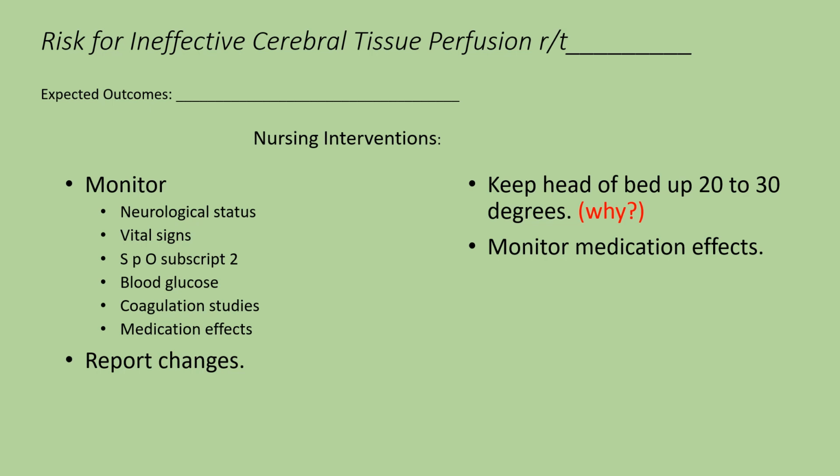Also, you want to keep the head of the bed 20 to 30 degrees. Keep the neck in a neutral position. Rationale for this is it facilitates venous return and reduces risk of cerebral edema. And then you want to monitor medications for therapeutic and non-therapeutic effects. Monitor coagulation studies if appropriate. Rationale for this is anticoagulant therapy must be closely monitored to make sure it is at a therapeutic level and not increasing risk for bleeding.